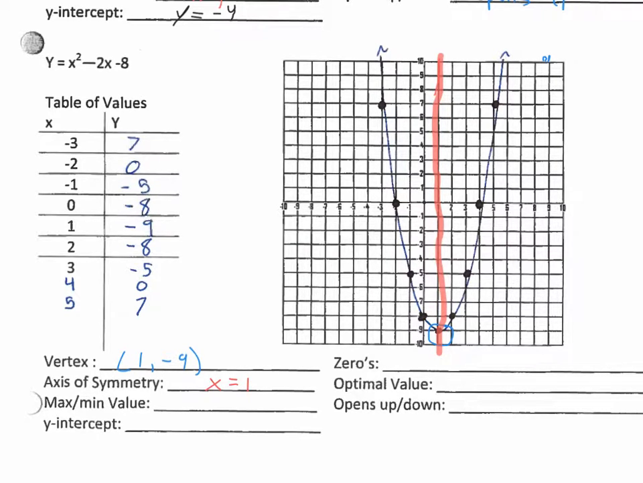Max and min value, once again, you can get this from your vertex, but it's also the lowest or the highest point on our graph. For this curve, it's opening up. All the other points are above it, so it's a minimum value. And the lowest point on the graph is y equals negative 9. Remembering that the max or min is a y coordinate, not the x coordinate.